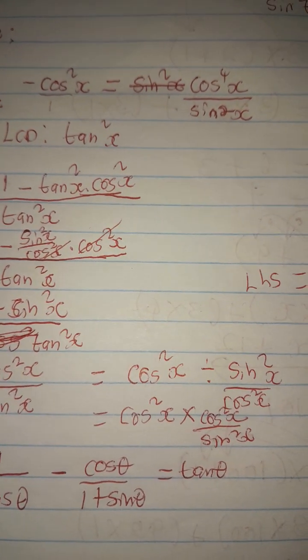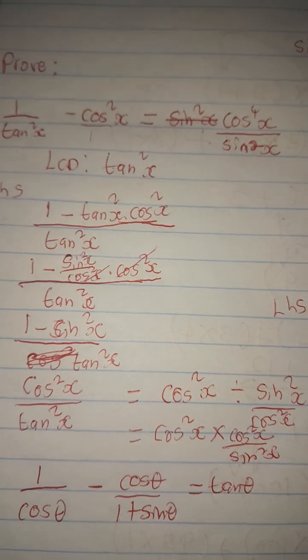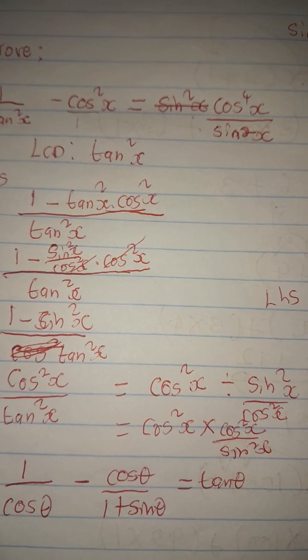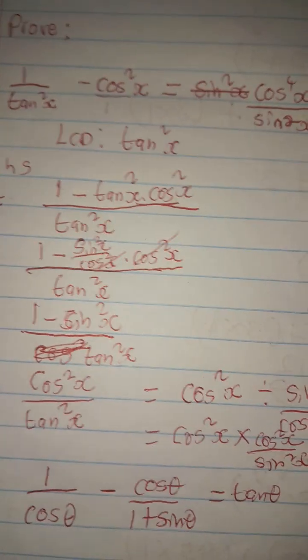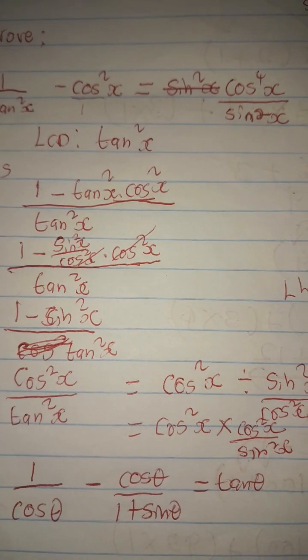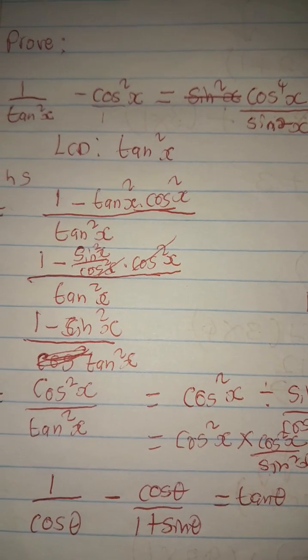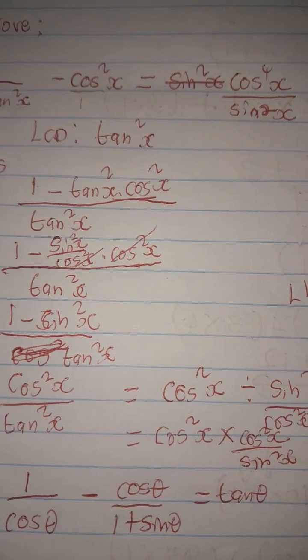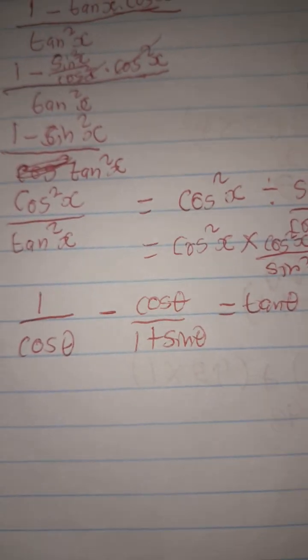We saw that it is very important to find an LCD whenever the denominators are unlike. Remember, when the denominators are the same, we add the numerators or subtract, depending on the operation that we are given. Right. Let's go to the second question of our video.